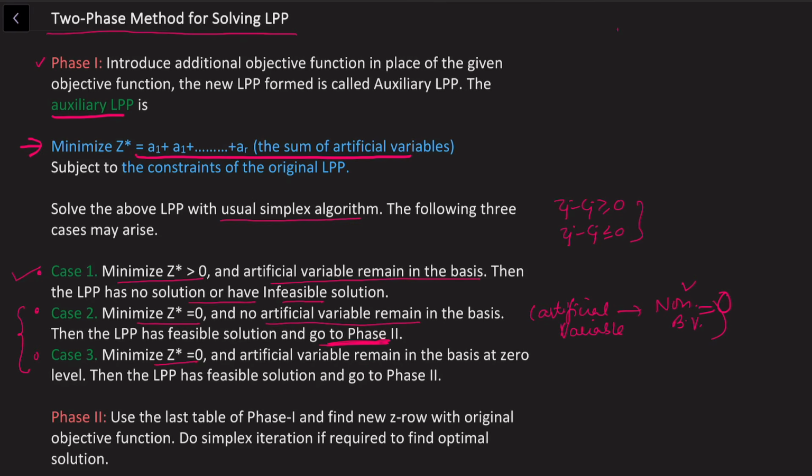In the third case, an artificial variable appears in the basis, but at 0 value. In this case, the artificial variable behaves as a degenerate basic variable, and then also we go to Phase 2. In Phase 2, we work with the original objective function. Now let us take the example for case 2 and case 3.